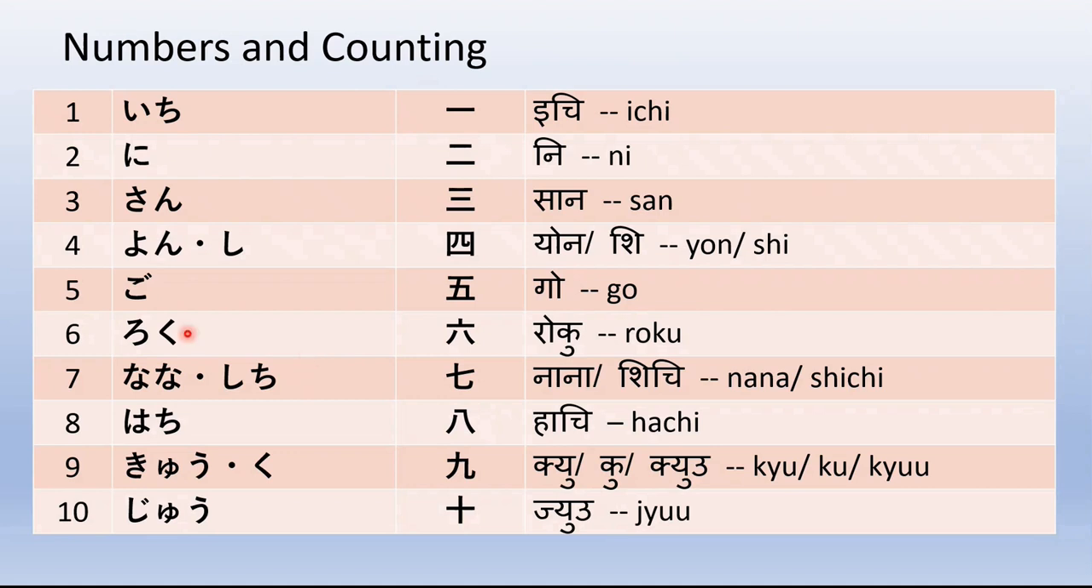So to summarize, we have ichi for 1, ni for 2, san for 3, yon for 4, go for 5, roku for 6, nana or shichi for 7, hachi for 8, kyuu for 9, and juu for 10.